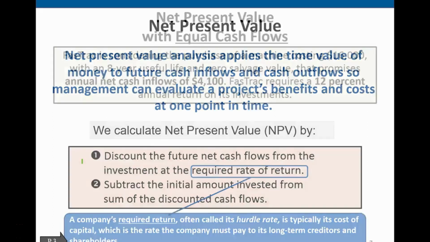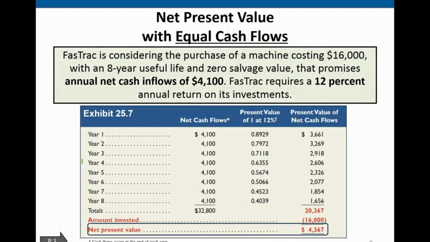So let's take a look at this. Net present value with equal cash flows. So Fast Track is considering purchasing a machine for $16,000 with an 8-year useful life and 0 salvage value that promises annual net cash flows of $4,100. Fast Track requires a 12% annual return on the investment.